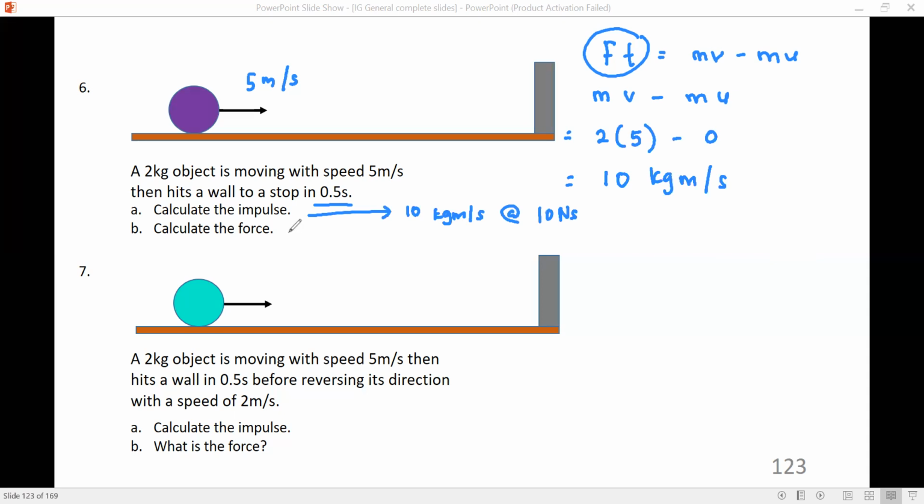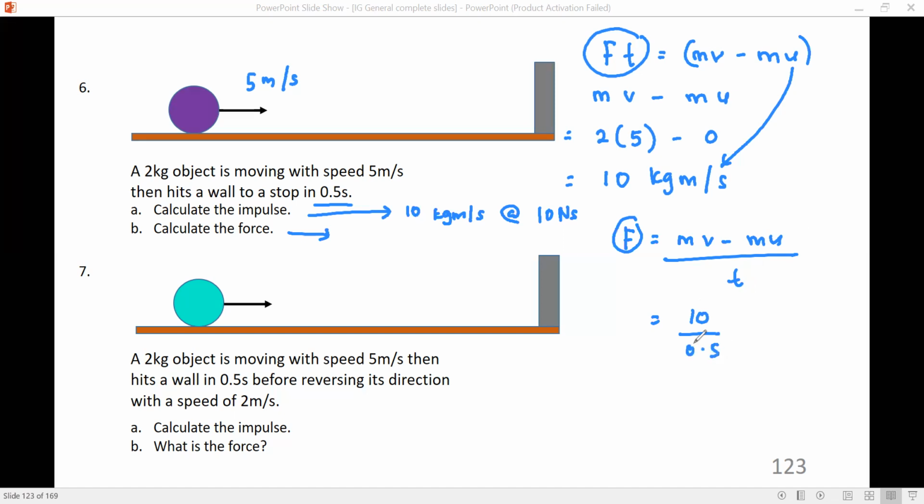Now calculate the force. From the formula, we know that F equals mv minus mu over t. We want to find F, but we already have mv minus mu, which is 10. So you substitute 10 and divide by t. t is 0.5. So we get 20. Remember, the unit for force is Newton. So the final answer is 20 Newton.